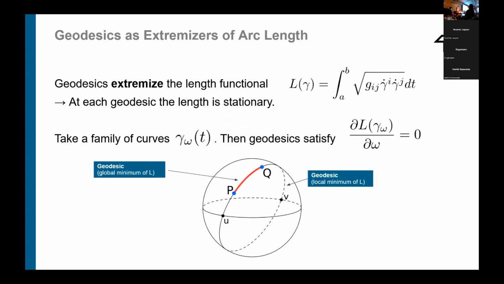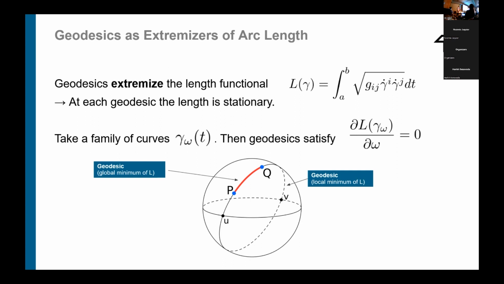Then, it was already written on the slides that geodesics extremize the arc length functional. So it's not necessarily a minimum; it can also be a saddle of this L function. For the sphere, it means that the red curve here is a geodesic, but also the other one going the other way around. The other part of this great circle is also a geodesic, and you can see it because it also satisfies the geodesic equation.